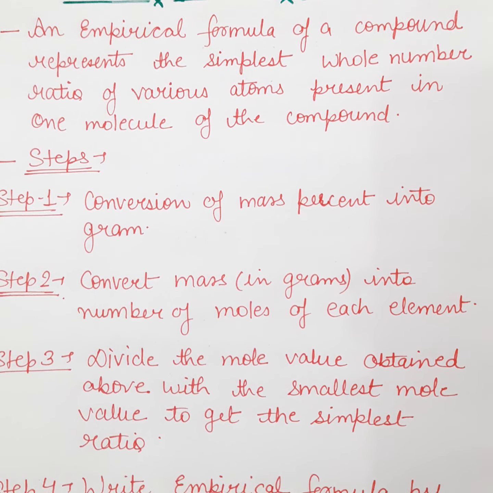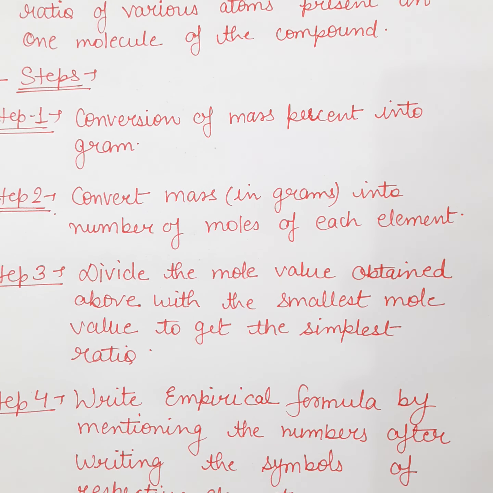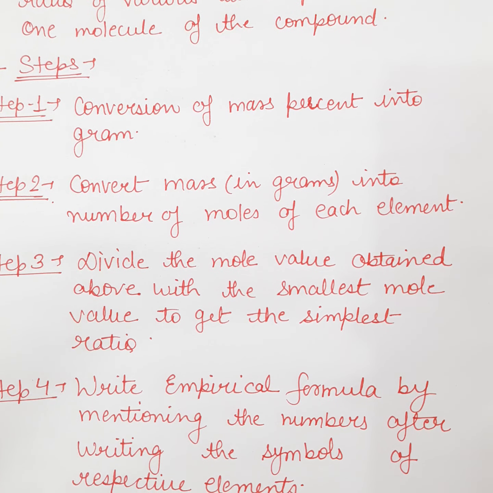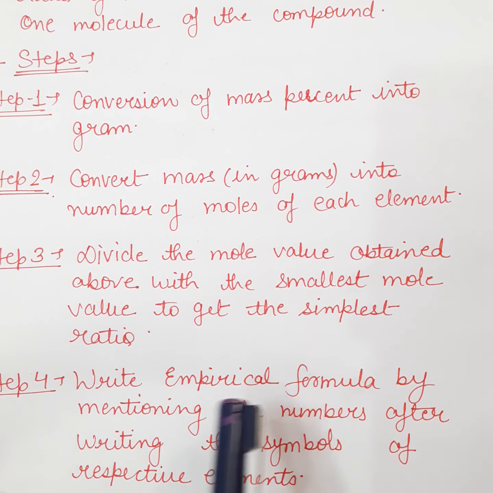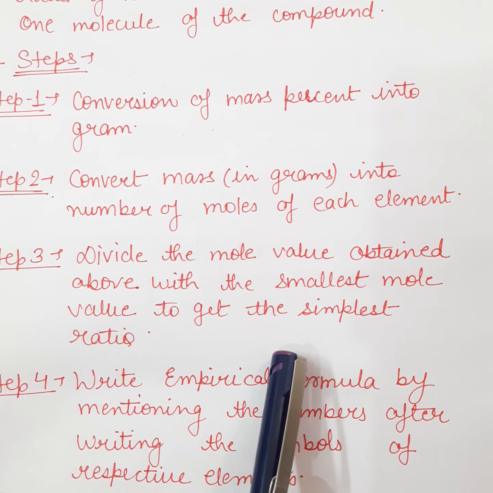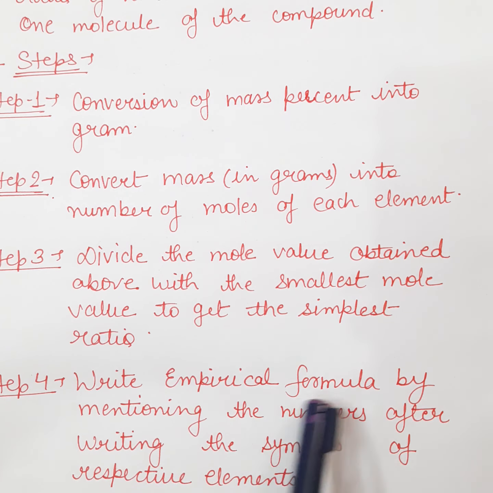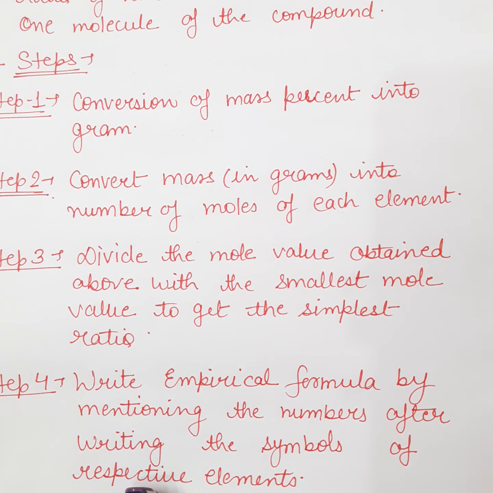Step number 4: write the empirical formula by mentioning the numbers after writing the symbols of respective elements. We all know what an empirical formula is, the simplest whole number ratio. Now write the empirical formula by mentioning the numbers after writing the symbols of respective elements.